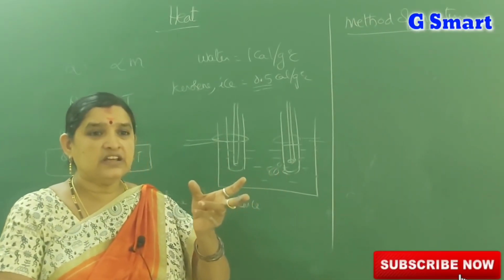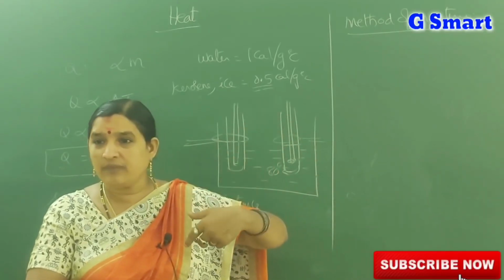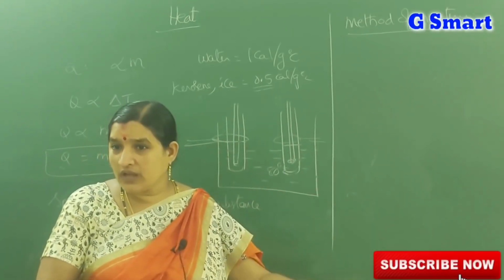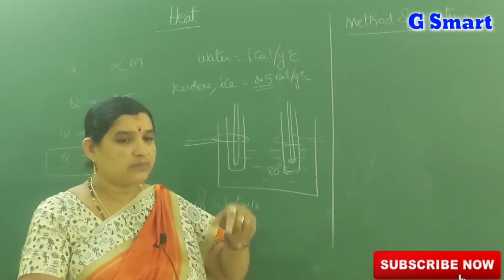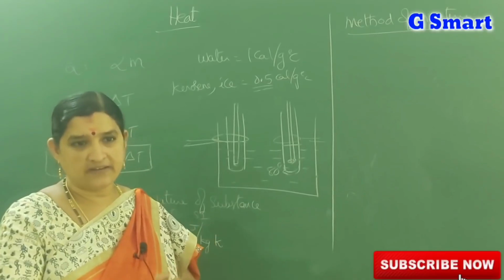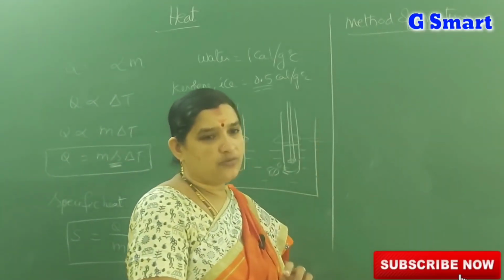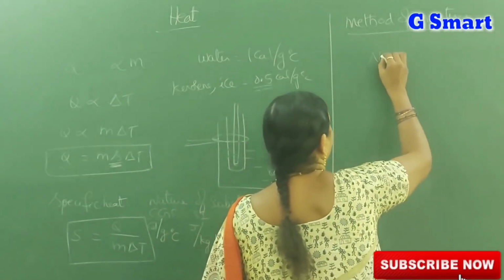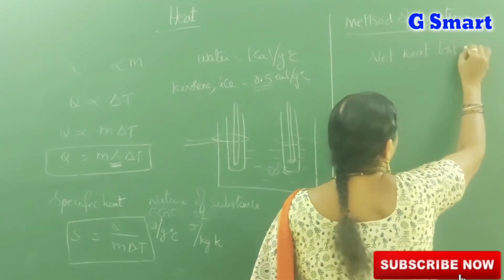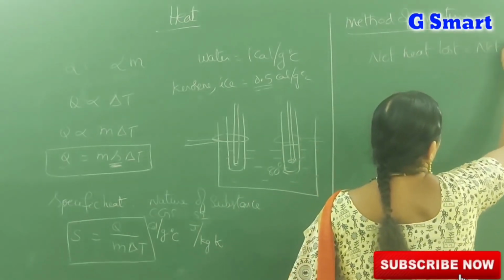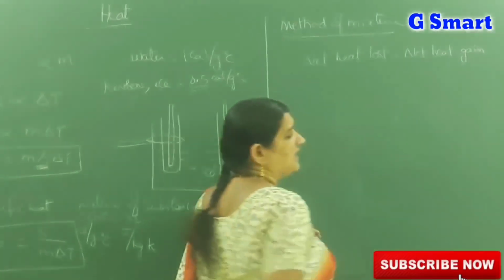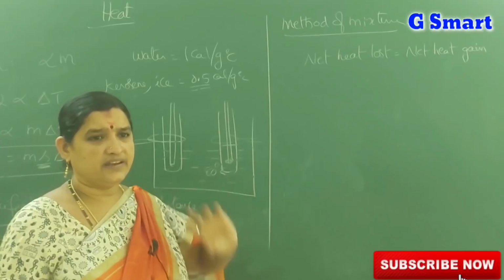A calorimeter is a device which does not allow heat from the outside to go inside. At the same time, the inside heat will not go to the outside. To measure the specific heat of a substance, we use a calorimeter. That is the device. Okay. Now let us see the method of mixture. The formula from the method of mixture is net heat lost is equal to net heat gain.